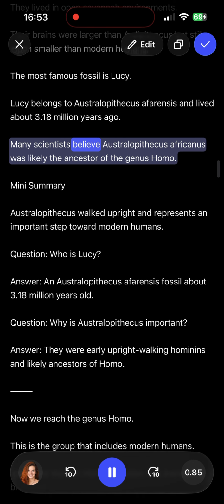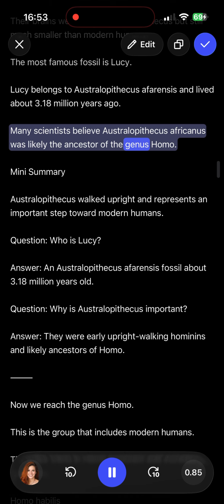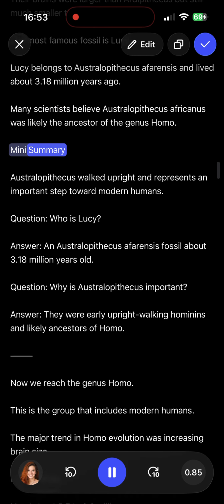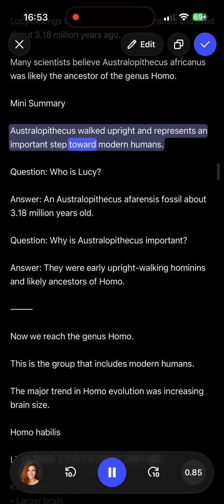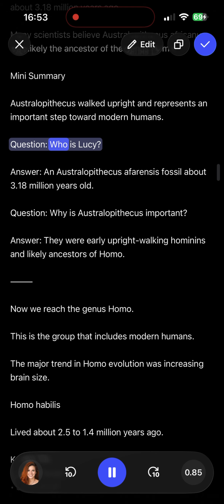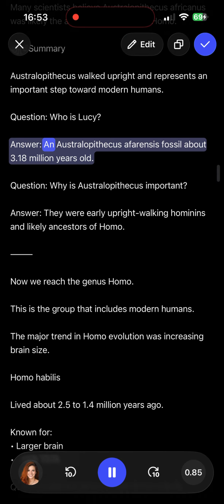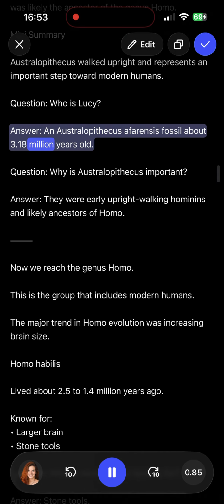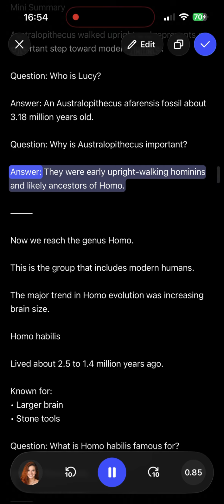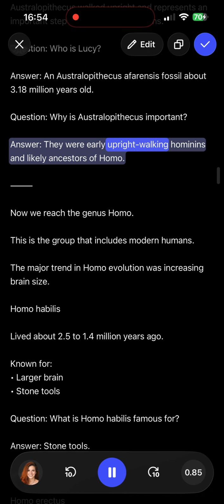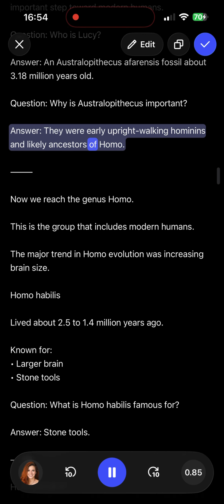Many scientists believe Australopithecus africanus was likely the ancestor of the genus Homo. Mini summary. Australopithecus walked upright and represents an important step toward modern humans. Question: who is Lucy? Answer: an Australopithecus afarensis fossil about 3.18 million years old. Question: why is Australopithecus important? Answer: they were early, upright walking hominins and likely ancestors of Homo.